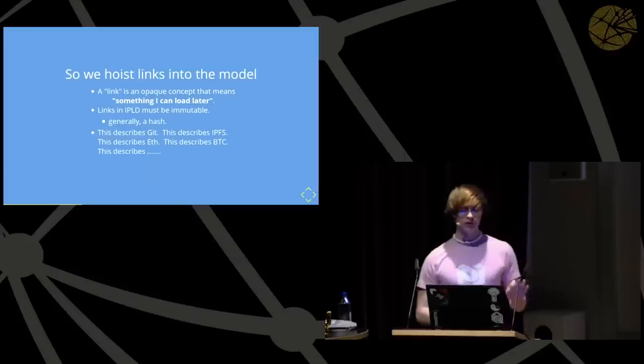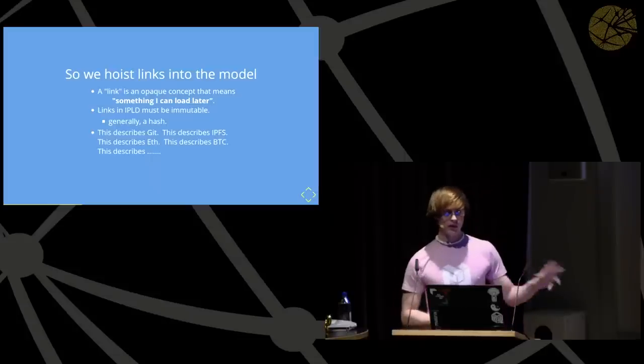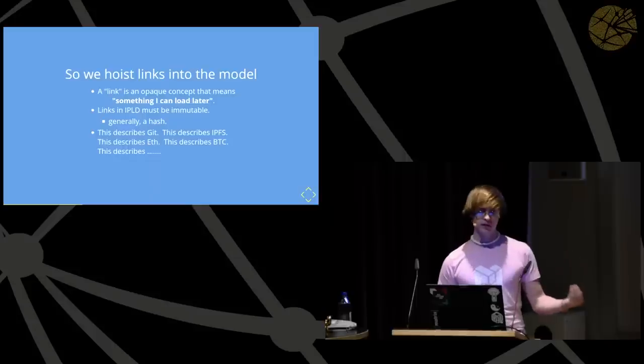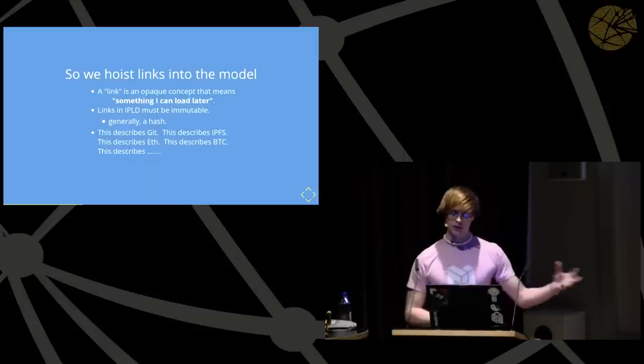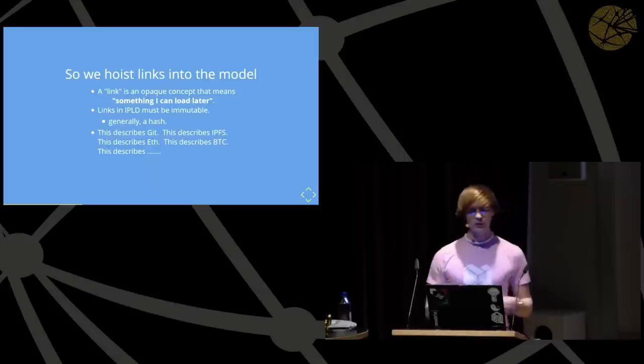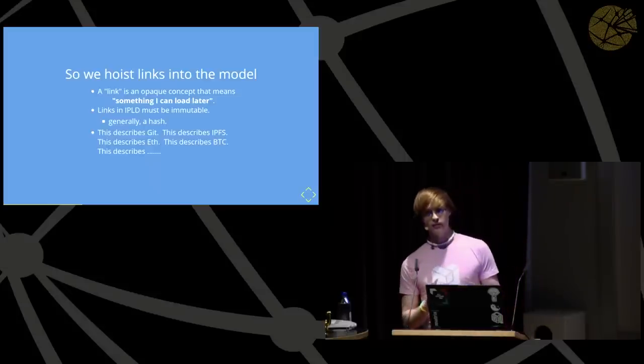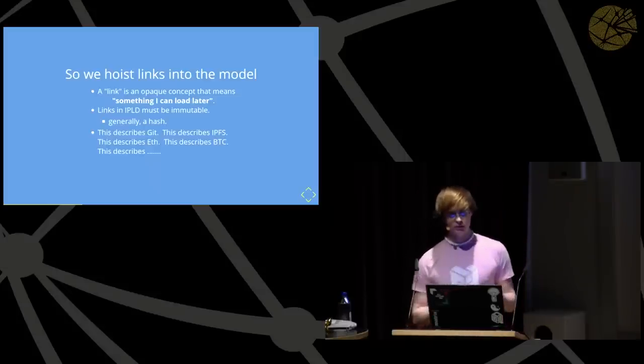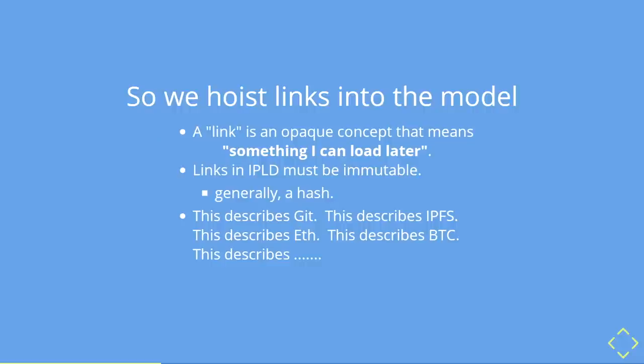So a URL is not going to count as a link because I can't get a specific piece of data out of that later without trusting somebody else or some network service. So it doesn't work. Immutable links, though, once we add that to the existing set of map, list, int, string, all of these essentials, we now have a data model that can describe Git, it can describe IPFS, it can describe Ethereum and a bunch of other blockchains. We can describe a lot of protocols with this.